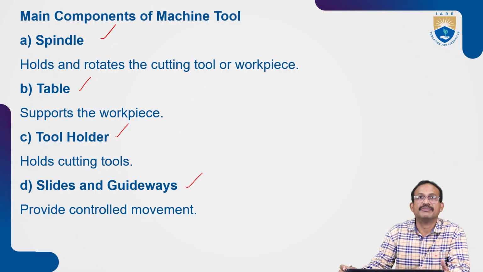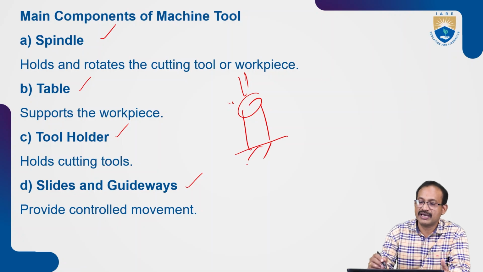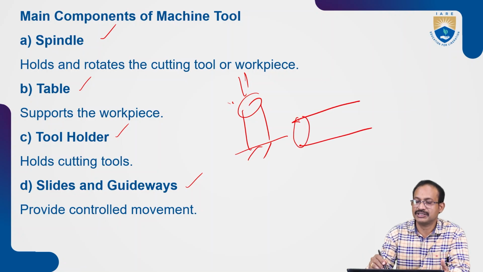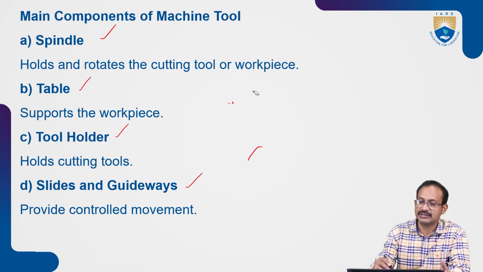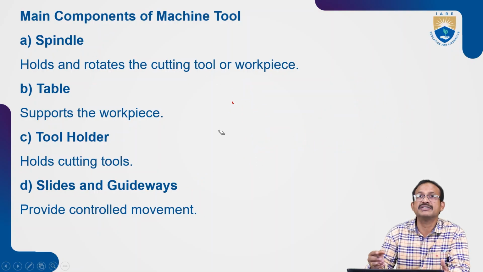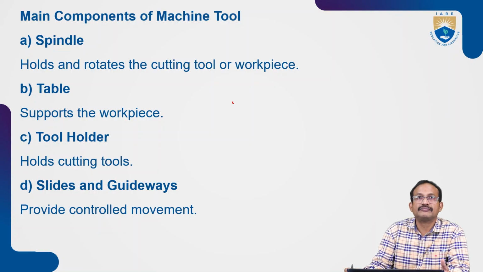Okay, the table is stable and supports the workpiece. See here, in a drilling machine the drill bit will be fed into the workpiece. That means the workpiece is fixed here. Whereas in a lathe machine, the workpiece will rotate and this tool is fed in to make the hole. So by using different machines, we can perform the same drilling operations. But somewhere the workpiece is fixed, somewhere the tool is fixed. Next, tool holder holds cutting tools, slides and guideways provide controlled movement.